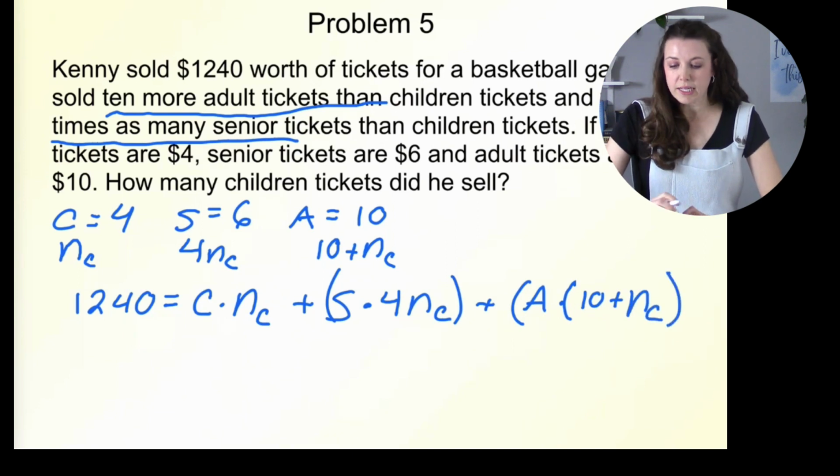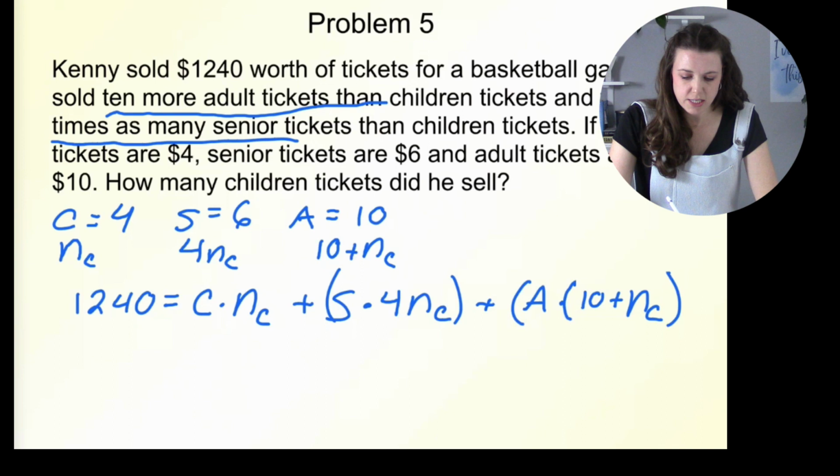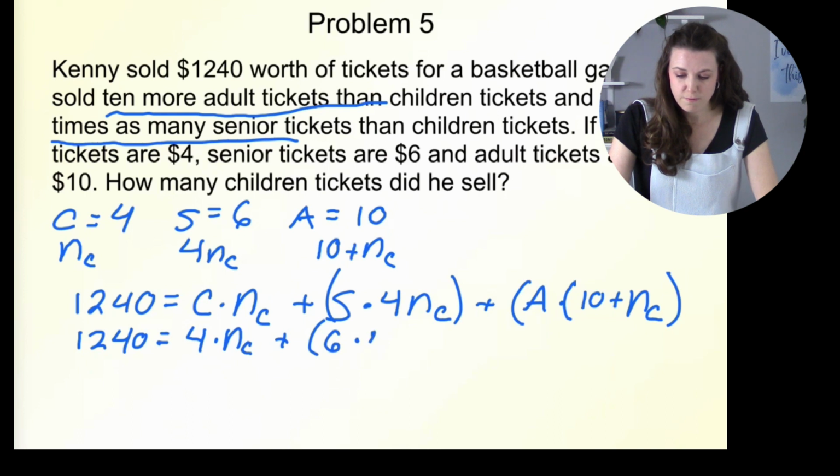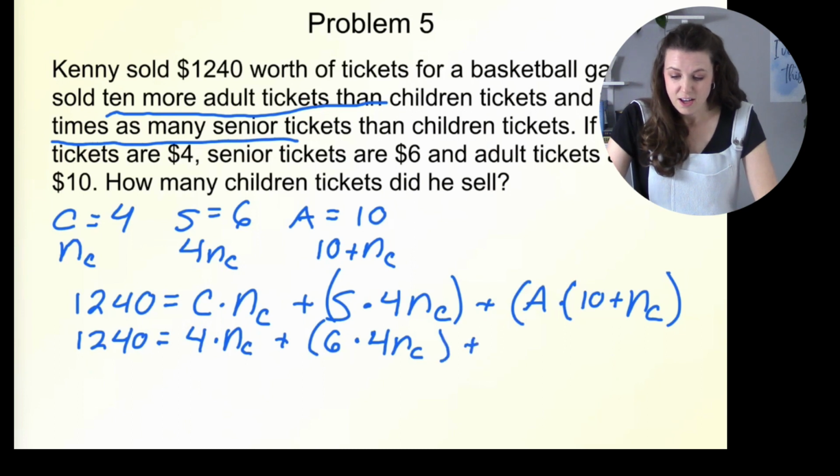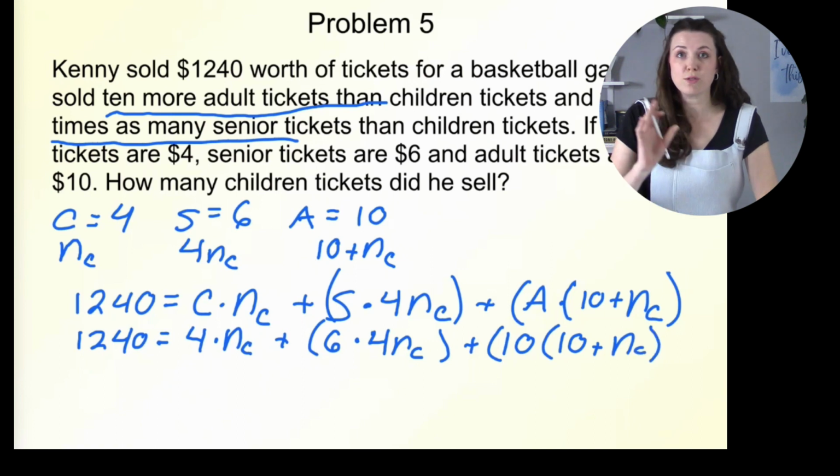All right, now let's replace the C, the S, and the A with the number that we have up here. Okay, so I'm going to say 1,240 equals C, and our C equals 4, right? So 4 times the number of children's tickets plus senior equals 6 times 4 the number of children's tickets plus the adult is 10 times 10 plus the number of children's tickets. And now we're going to use algebra and just solve for that NC, okay?